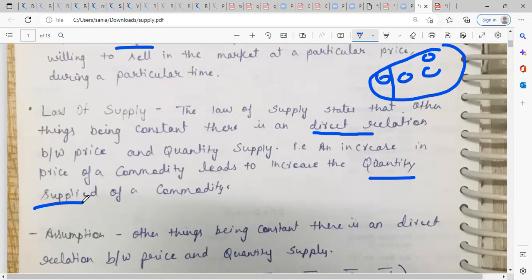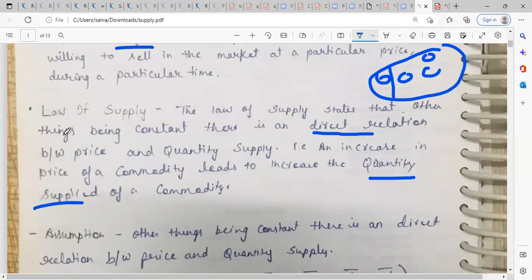Remember one thing: when your supply is affected due to price, at that time you will not simply say supply, you will say quantity supplied. But if your supply is being affected by other factors like change in season, change in price of input, prices of other commodities, income and all that, you will only say this is supply. But if your supply is being affected by the price, you will say it is quantity supply, not simple supply. Getting it?